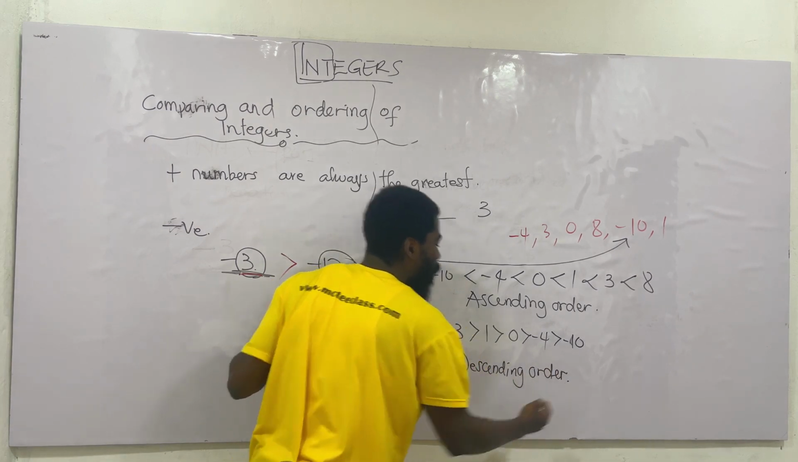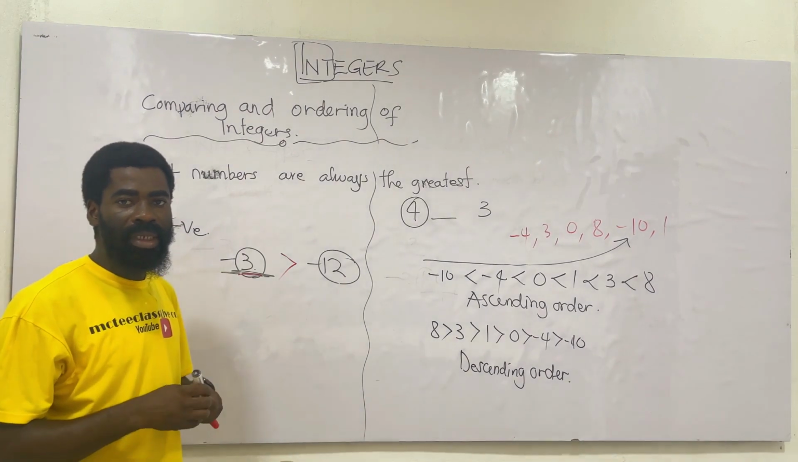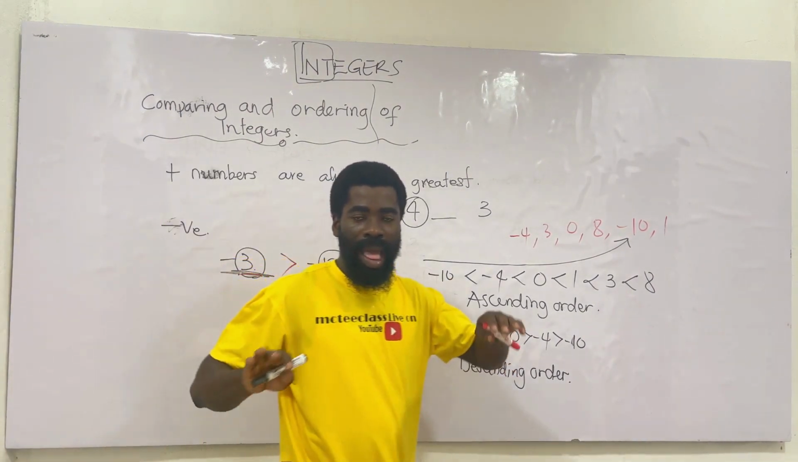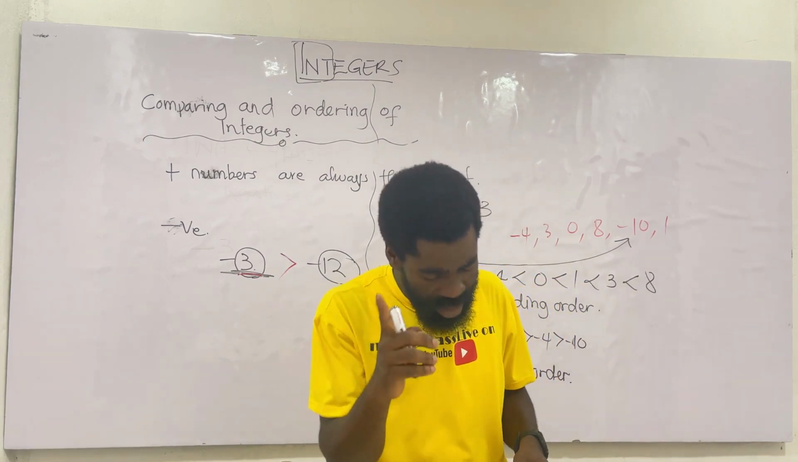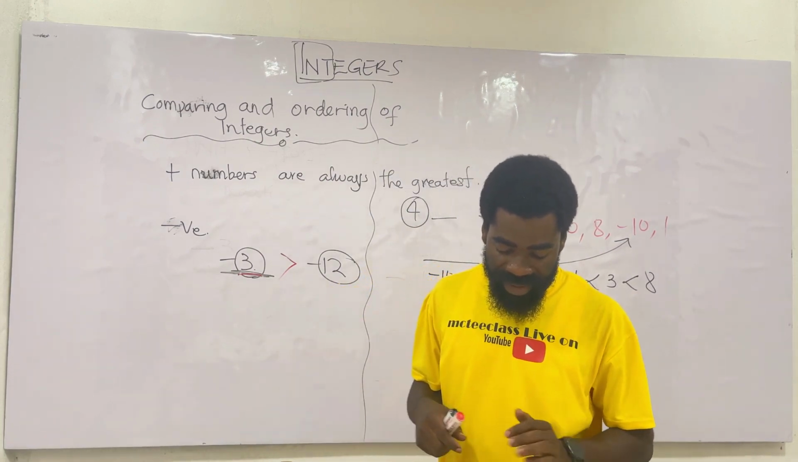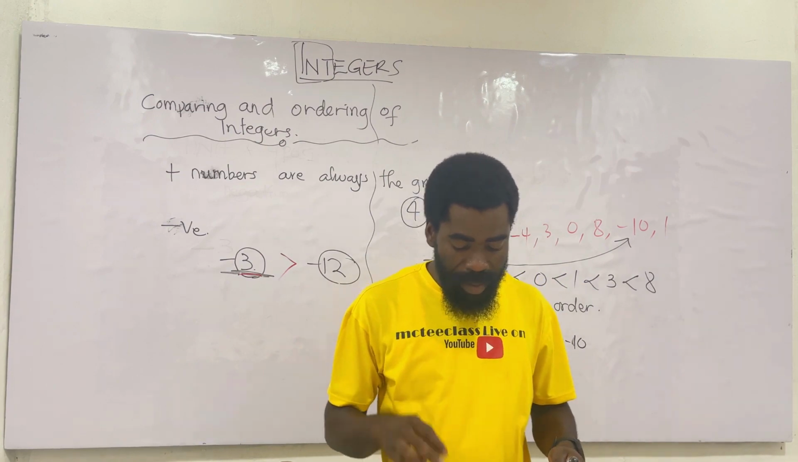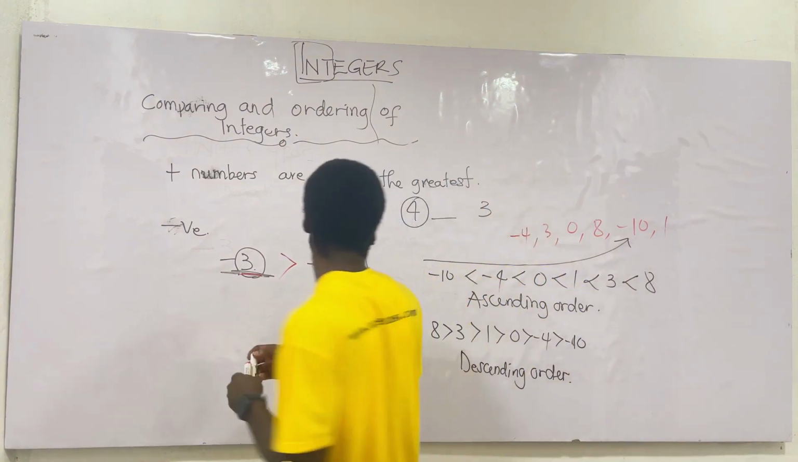So anytime you're asked to compare numbers, note that positive numbers are always greater. Among the negatives, the greatest one is the one with the smallest value. Take note of that very, very well. Very, very important for you to know. So that is about ordering.